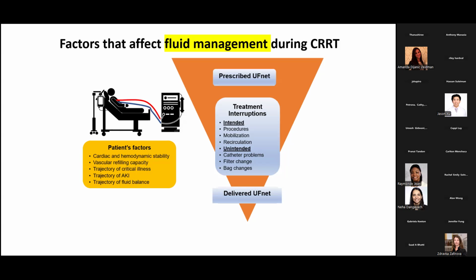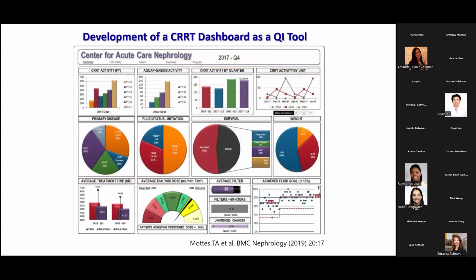And the trajectory of these patients for both critical illness, AKI, and fluid balance needs to be tracked in a way that we can identify patients in which we really are having challenges to optimize our deliverables. So dashboards is one of the solutions.